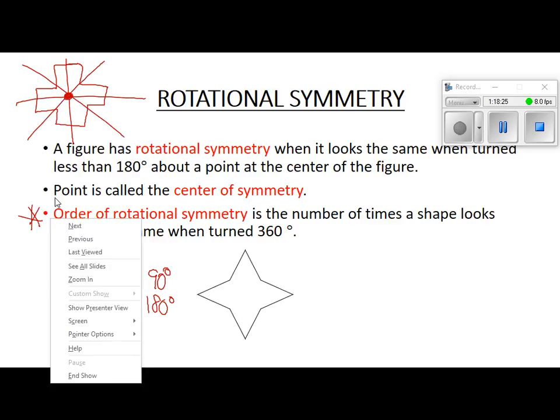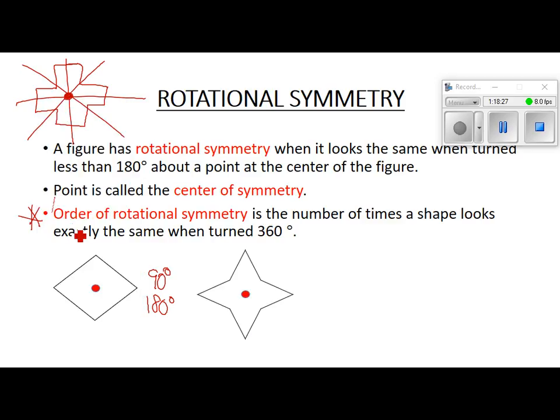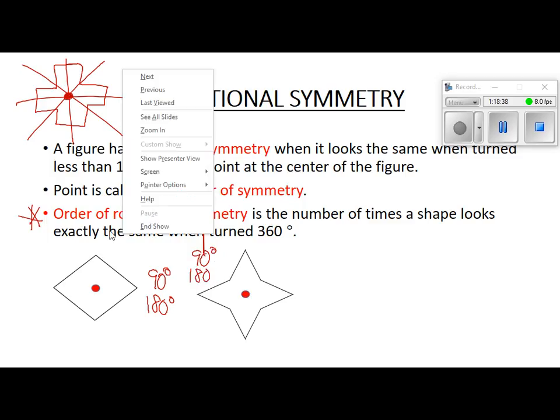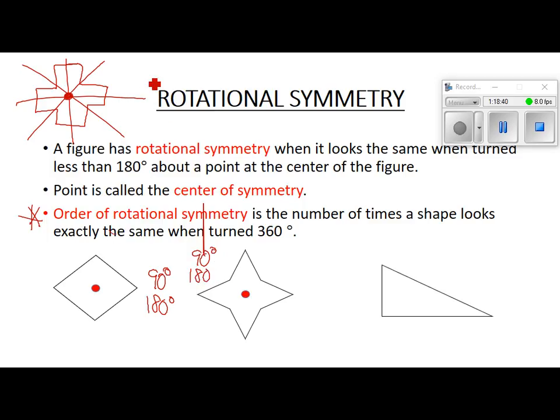How about this one? What would the rotational symmetry be on that? We turn it 90 degrees again. What else? 180. How about that one? None, does it? It's not going to be the same.